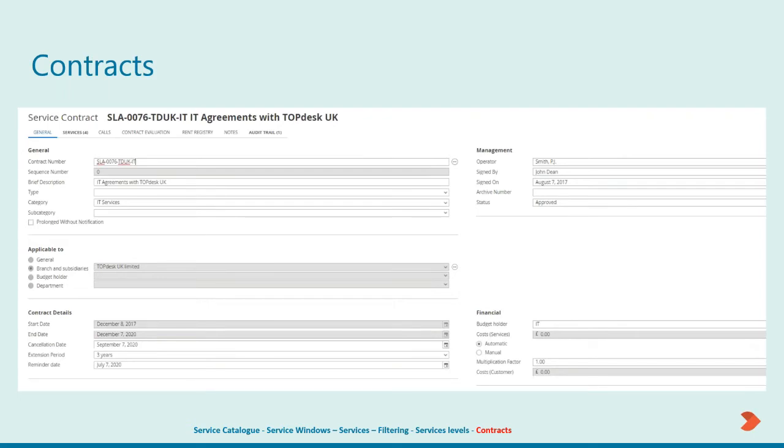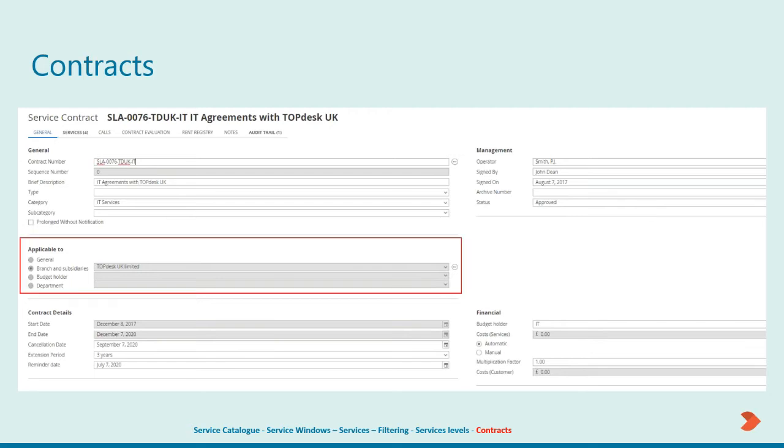And then our final stage is we've looked at our service levels. We've applied these realistically to the different services. Okay, we're now in a position where we can build a contract with our customers. So on this contract, we can specify here who this is applicable to. It may be a general contract if we're dealing with internal customers, or it may be specific to a branch or its subsidiaries, or a department, depending on their needs and how we've set up our TOPdesk environment.